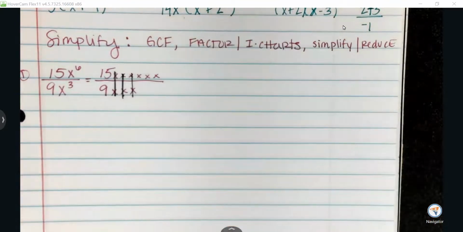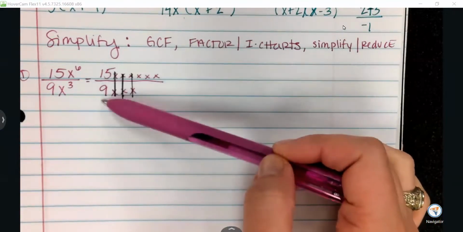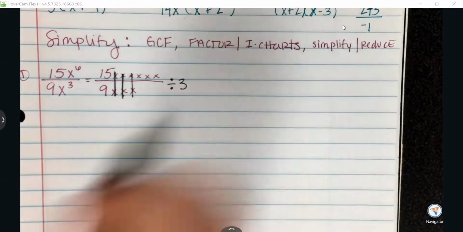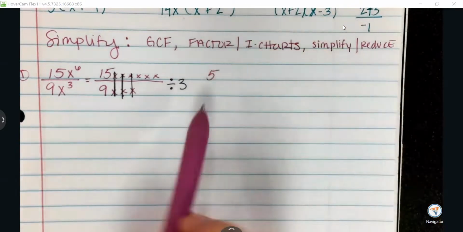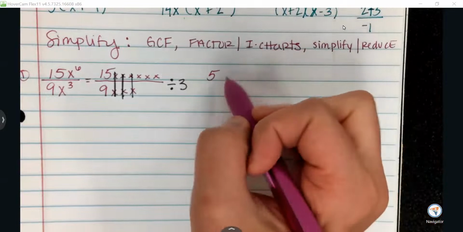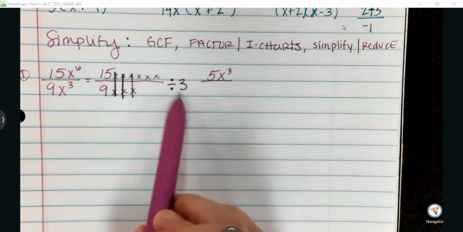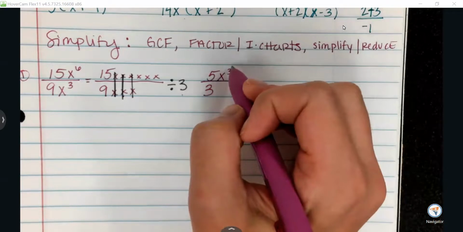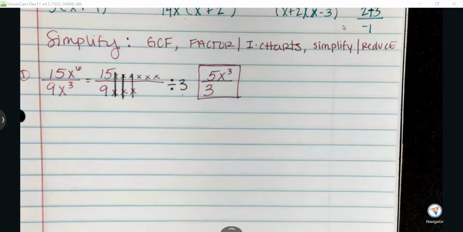Now, here's what else I have though. I have a 15 divided by 9. What can I divide those both by? So I'm going to divide by 3. What is 15 divided by 3? 5. How many x's are still on top? So how do I write that? X cubed over, what is 9 divided by 3? 3. Do I have any x's on the bottom? So this is as simplified or as small as my fraction can get. Okay. Let's go do another one.